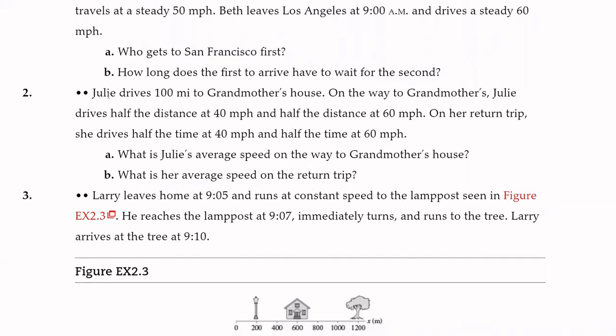Number 2 is the one about this gal named Julie who wants to visit her grandma. That's sweet. Grandma lives 100 miles away. So on the way to grandma's house, she begins by driving half the distance at 40 miles per hour. So she drives the first 50 miles at 40 miles per hour, and then the other 50 miles she drives at 60. And in part A, we're supposed to figure out what's her average speed on the way to the house. Part B is subtly different.